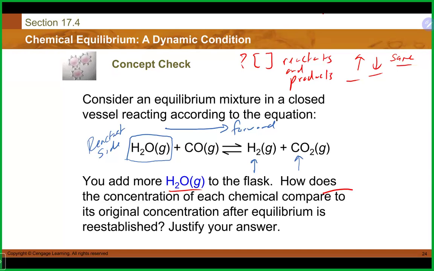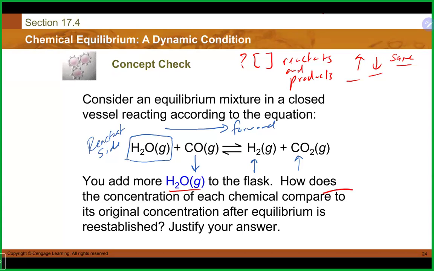Now, what about the CO in this case? The CO in this case is a reactant. And when the forward direction occurs, the only way to make products is both of those reactants need to come together. So what we're going to see for our CO is the concentration of CO will go down because the forward direction is happening. We're going to use up some of our reactants to make products.